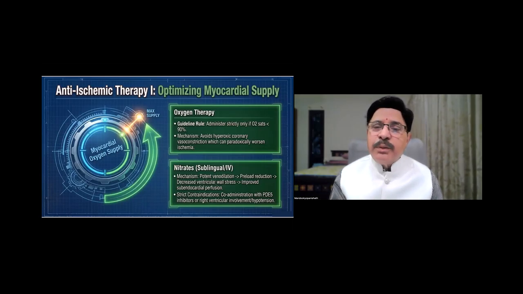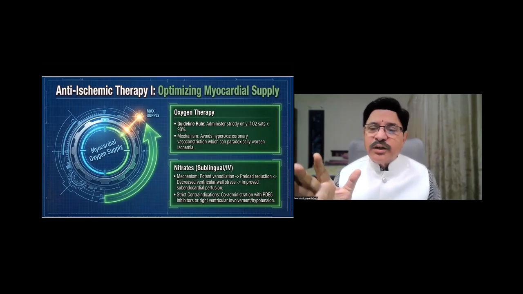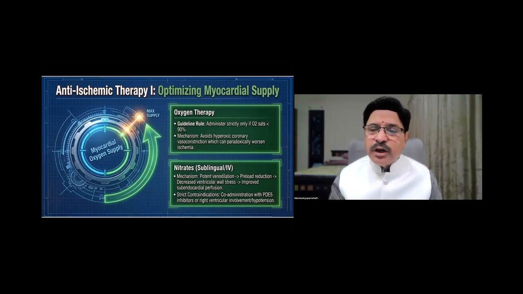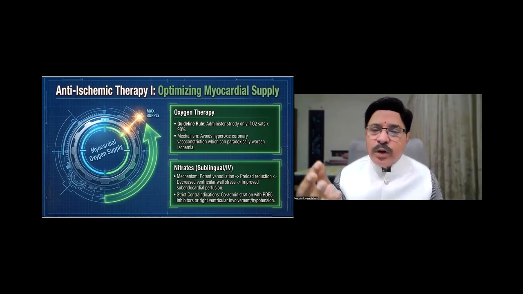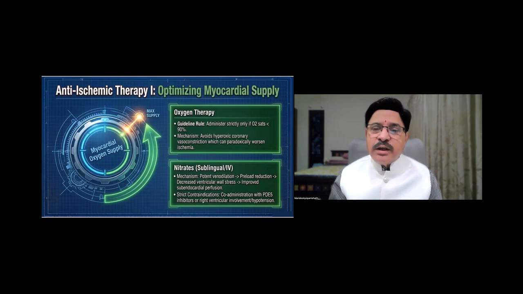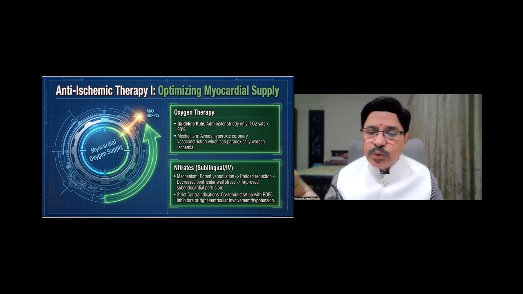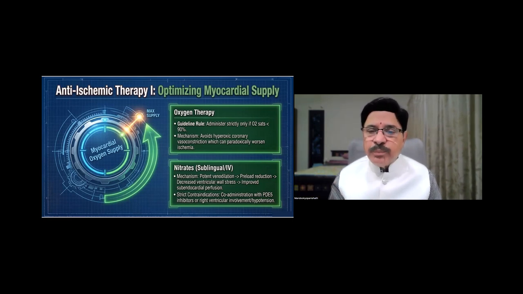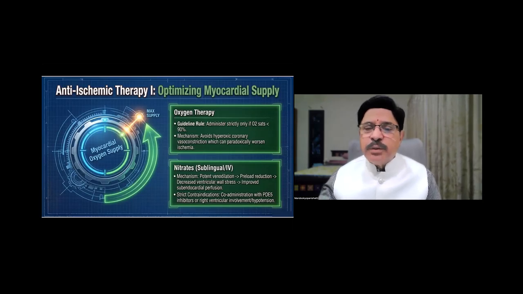Nitrates. How do nitrates act? By potent venodilatation, and venodilatation reduces the preload and thereby decreases the ventricular wall stress and increases the subendocardial perfusion. This is the mechanism. Nitrate: venodilatation, preload reduction, decreased ventricular wall stress, improved subendocardial perfusion, symptom reduction.